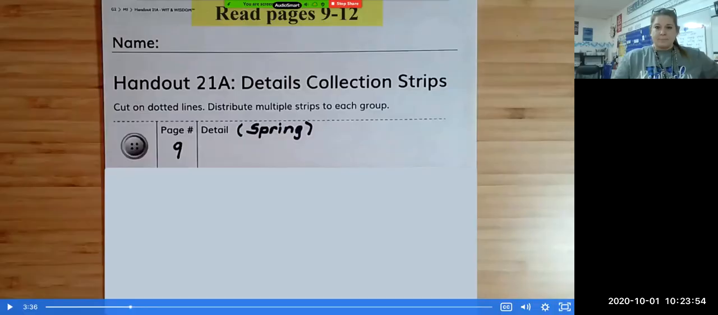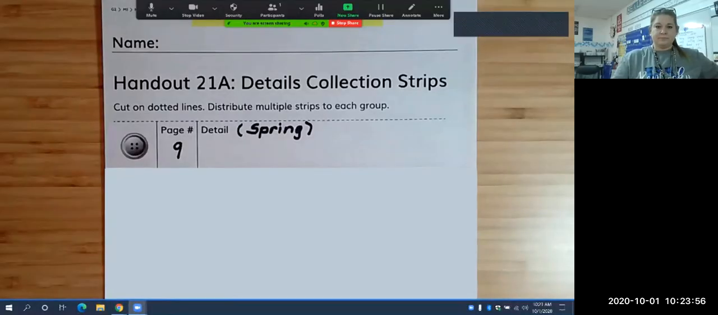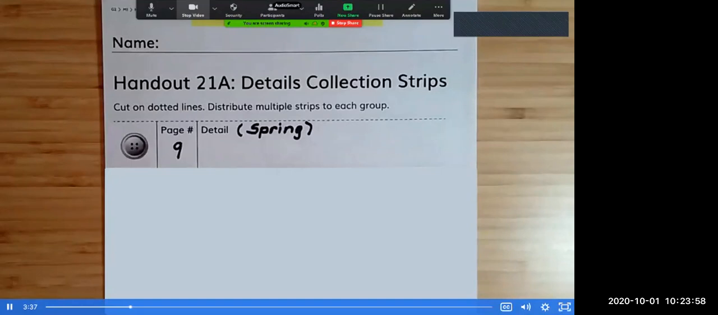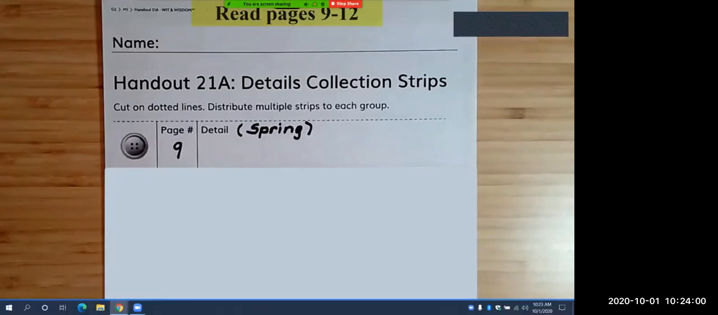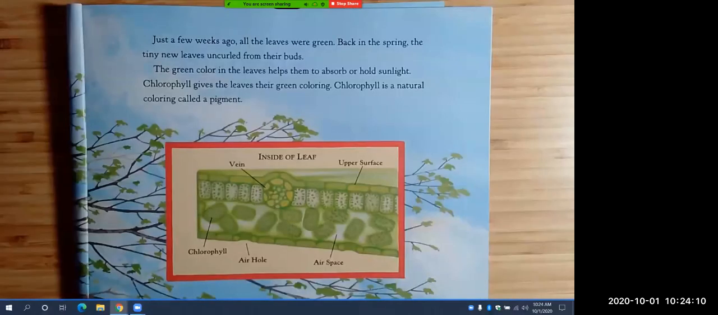That was pages 9 through 12. So now let's go back to see what Miss Sabella is having us do with that chart. We're going to read pages 9 through 12 closely so we can learn what happens to leaves and trees during each of the seasons. As I read page 9, I'm reading with this purpose in mind.